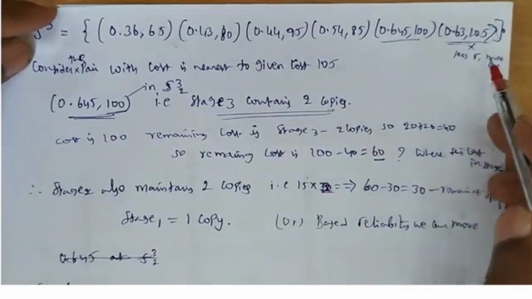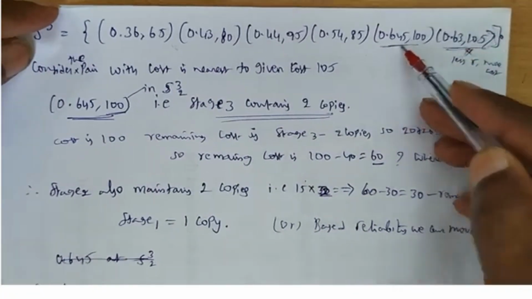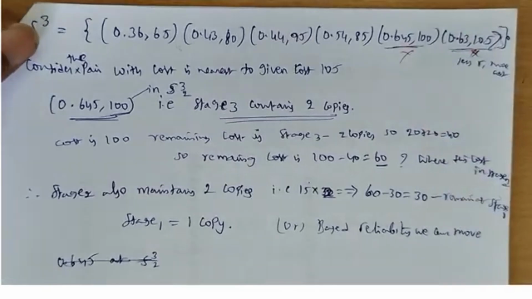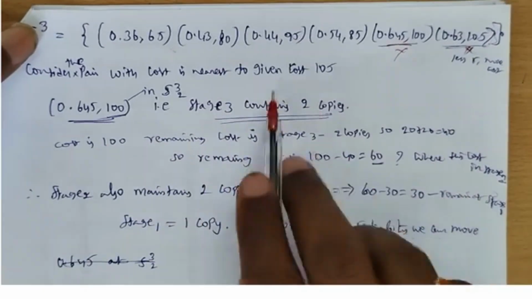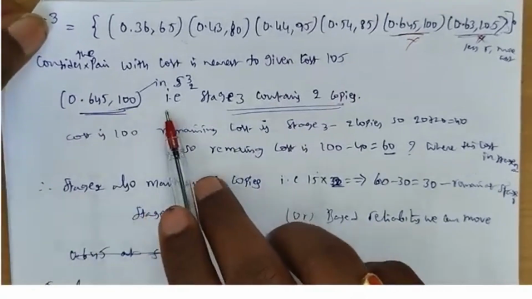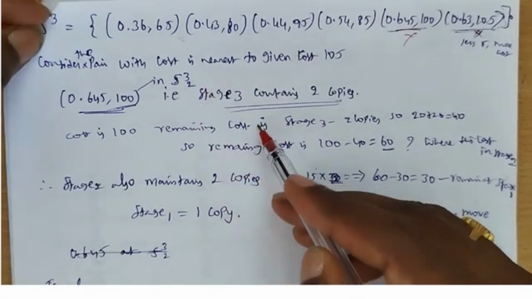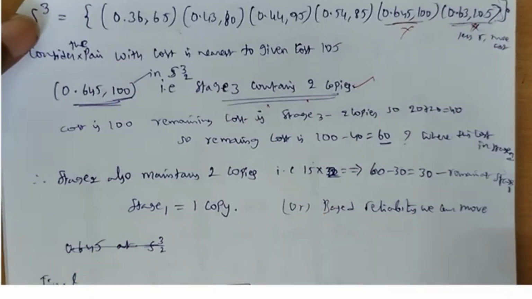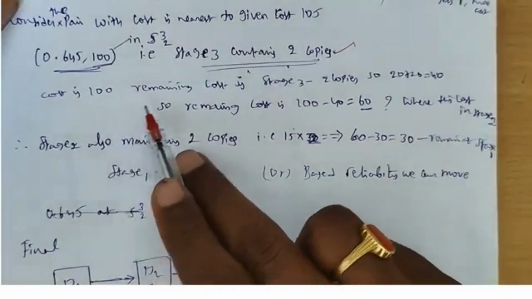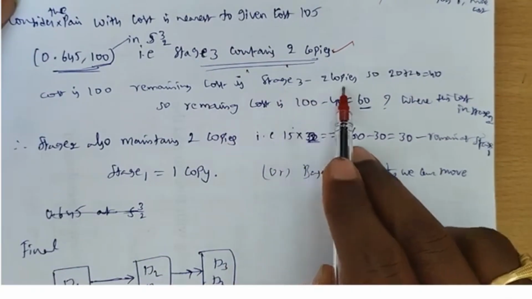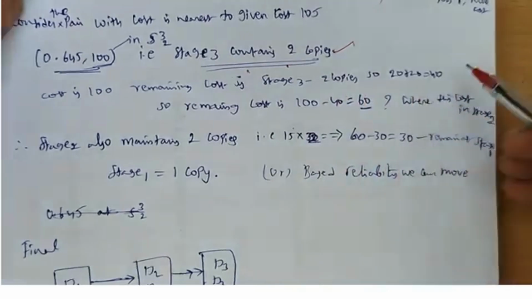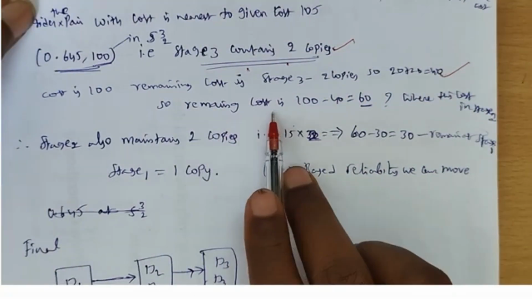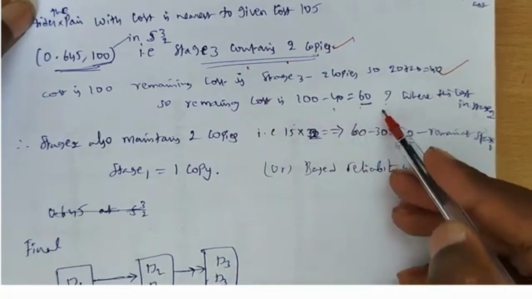Again, this one has the maximum cost, so we eliminate it, and this one also we eliminate. Finally the value we get is 0.99. So stage 3 contains 2 copies. The cost of stage 3 for 2 copies is 20 plus 20 equals 40. So the remaining cost is 100 minus 40 equals 60.